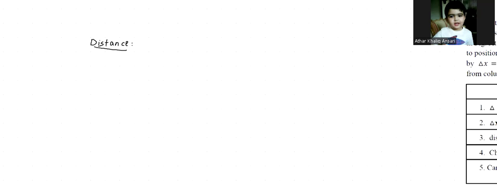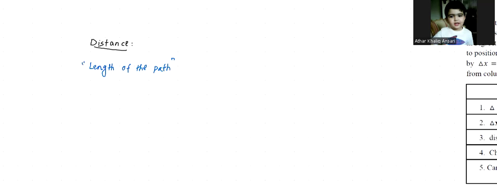Let me talk about two important terminologies. The first terminology that you daily have to face is distance. The distance is the length of the path. How much path you cover, the total length, is called the distance. This is the first thing.